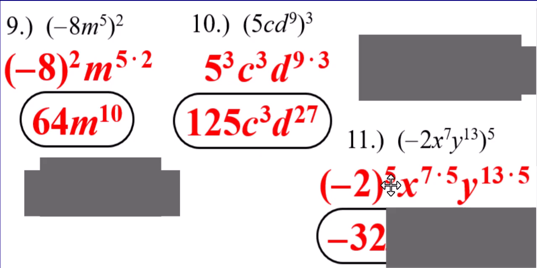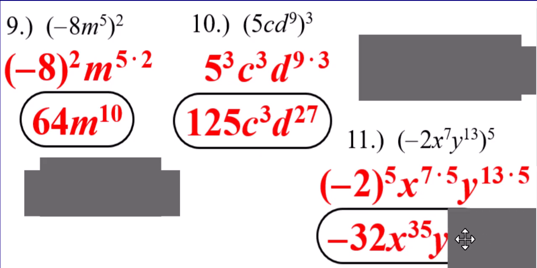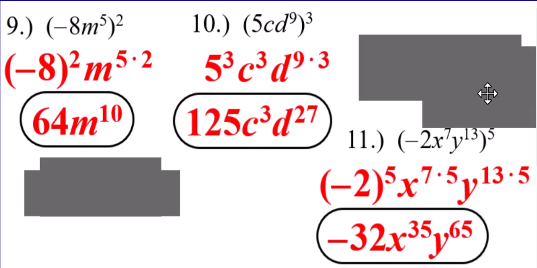You might remember earlier this year I taught you that if you have a negative base to an odd exponent, you will get a negative result. No, you're not going to make this become a fraction. This is not a negative exponent. Please do not think that a negative integer is the same thing as a negative exponent. Not the same thing. So no fraction here. Okay, let's continue. X to the 35th, and then y to the 65th.